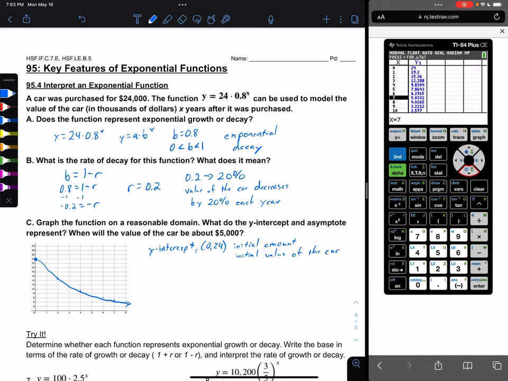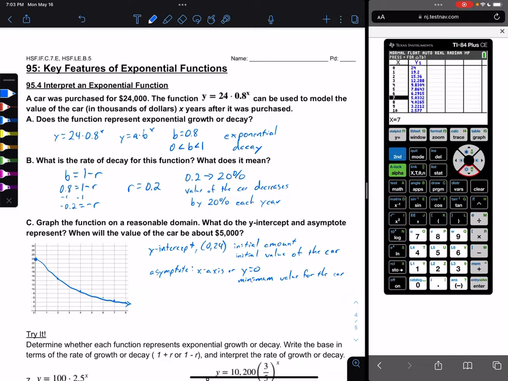The asymptote, all right, so we can't see exactly what it is, but the asymptote is going to be the x-axis, or y equals 0. And that's going to represent the minimum value for the car. So eventually the car will be worth $0. In a real life scenario, you might be able to sell some parts for a couple bucks, but here we're just going to say for our purposes, the minimum is 0.